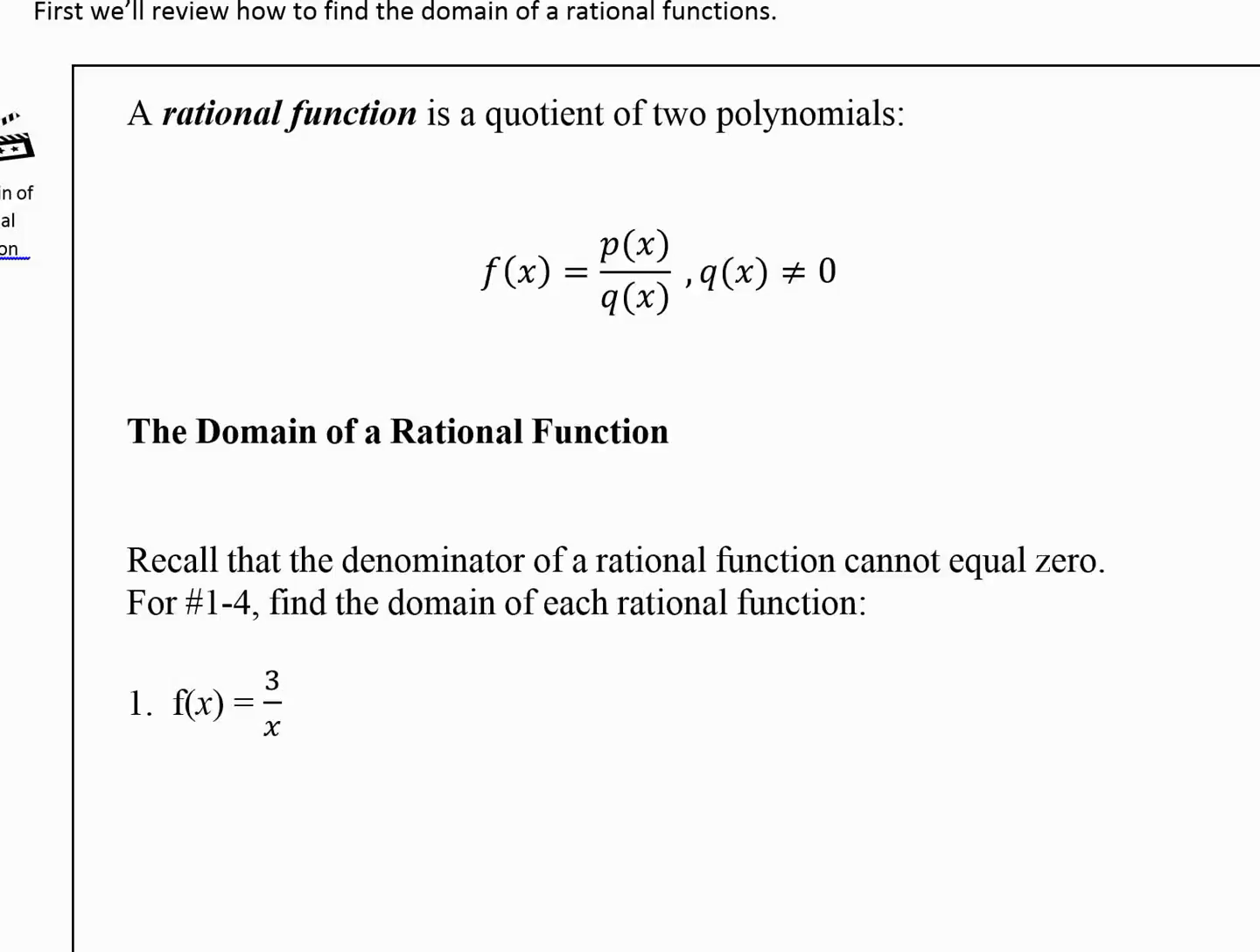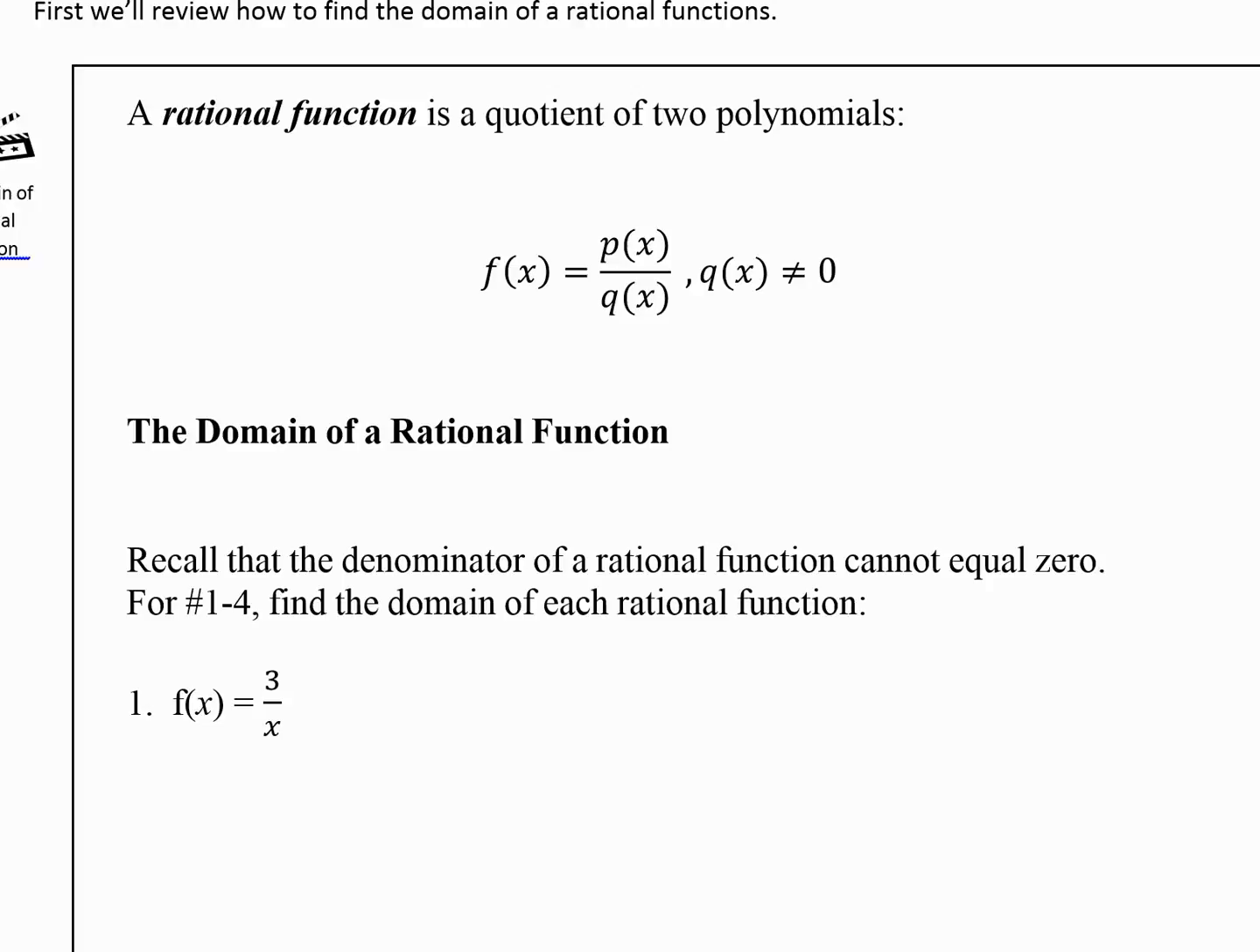In this section of the unit, we're going to be talking about rational functions, and our ultimate goal is to be able to graph rational functions. So a rational function is a quotient of two polynomials. So it's when it looks like a fraction, and in the numerator you have a polynomial, and in the denominator you have a polynomial. So first let's talk about how to find the domain of a rational function.